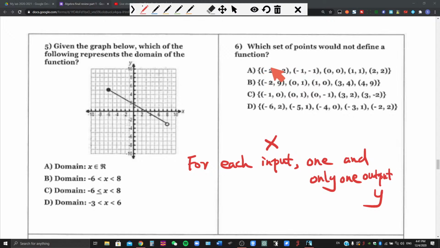Okay, so let's check A. The first x is negative 2, y is negative 2. Second, x is negative 1, y is negative 1. Third, x is 0, y is 0. Fourth, x is 1, y is 1. And last, x is 2, y is 2. Now you can tell for each x, there's just one corresponding y. So each x has a y and only one y. And that means, yes, it meets the rule. So A is a function. It passed the rule.